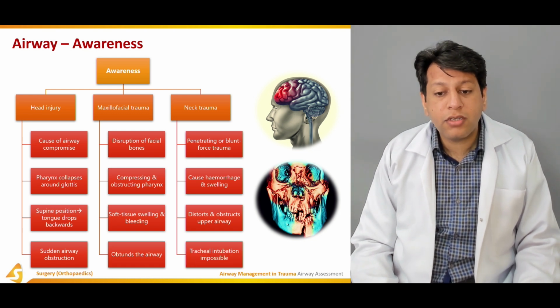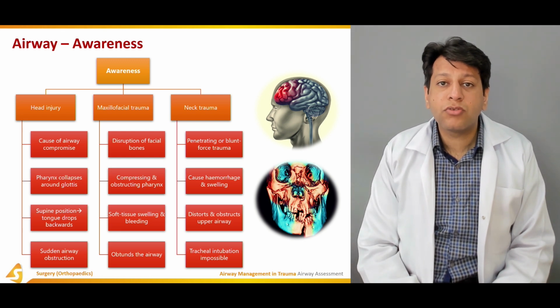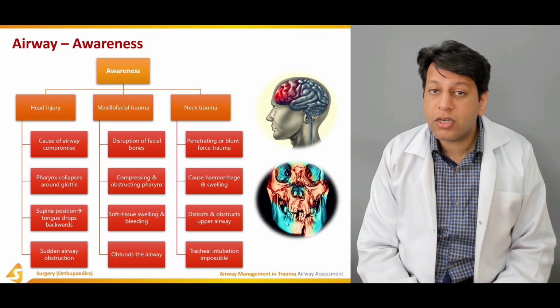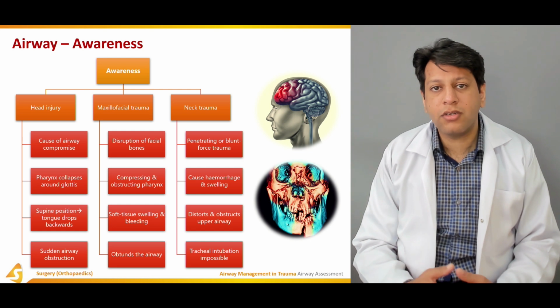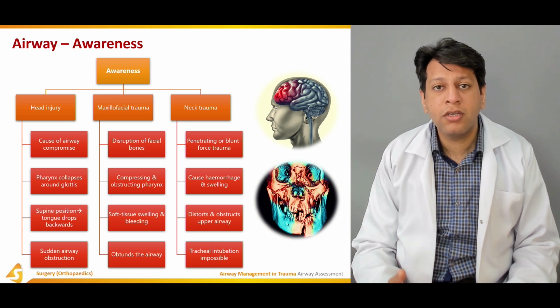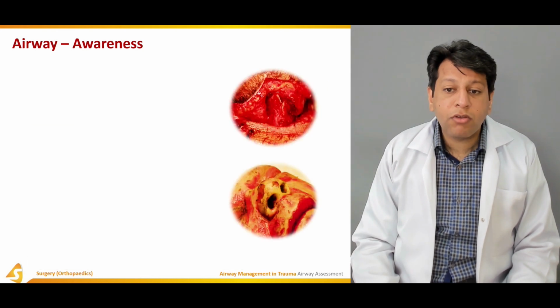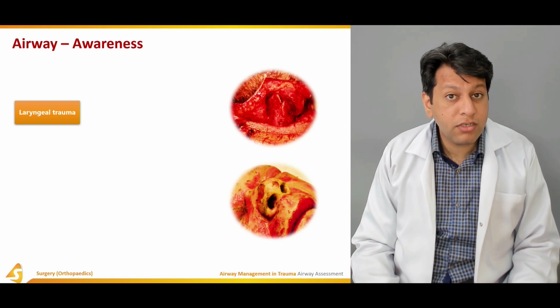Tracheal intubation is sometimes impossible. For example, if there is supraglottic trauma or laryngeal trauma, the ETT cannot be passed. Then we may have to go for definitive airways such as tracheostomy to keep the airway patent. Now, coming to other causes, as I told you, it most likely could be a laryngeal trauma.